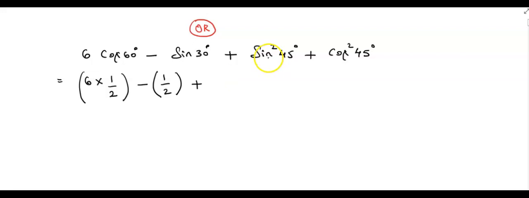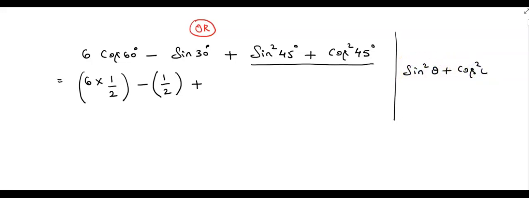Plus sin square 45. No, first you find what is sin 45. But one thing you can see here, it is in the form of sin square 45 degree plus cos square 45 degree. If you want, you can do sin 45 whole square, cos 45 again whole square. But here it has been given in the form of sin square theta plus cos square theta. What is sin square theta plus cos square theta? That is 1. So here sin square 45 degree plus cos square 45 degree is 1.